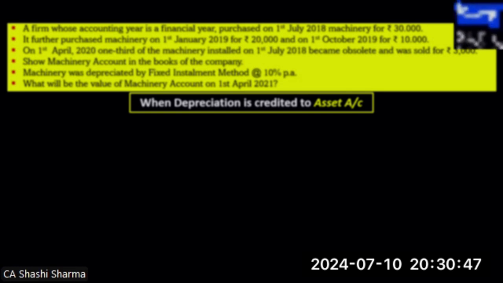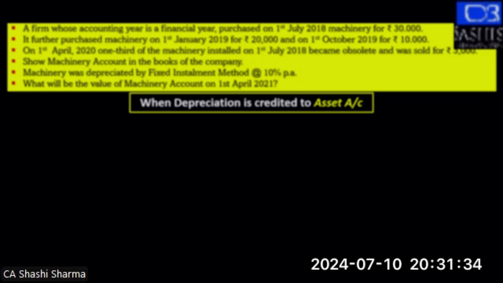Look at the question. Let me read out the question for you. A firm whose accounting year is a financial year purchased on 1st July 2018 machinery costing rupees 30,000. This is the first transaction. It further purchased machinery on 1st January. Then again, the second machinery was purchased after 6 months on 1st January 2019 for rupees 20,000. Yet another machine was purchased on 1st October. There are three transactions relating to purchase of machinery.